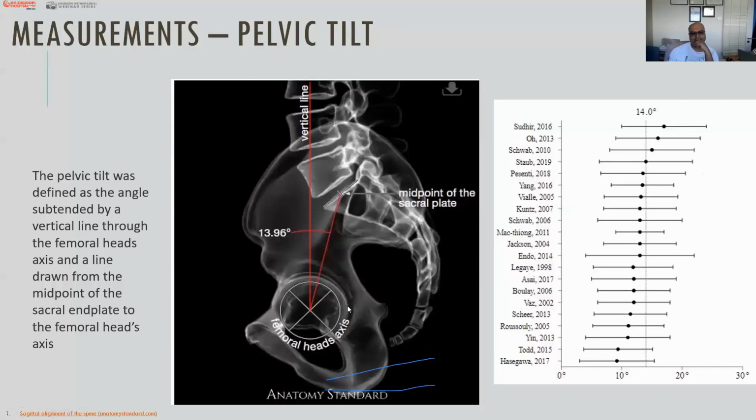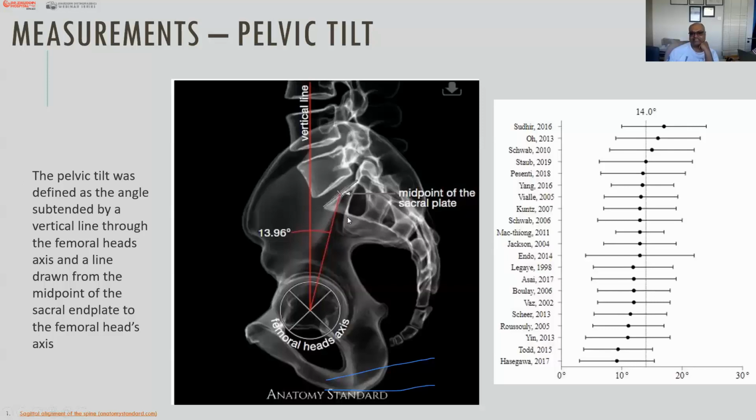Then the pelvic tilt is defined as the angle subtended by the vertical line here and by a line through the center of the femoral head and the center of the sacrum.